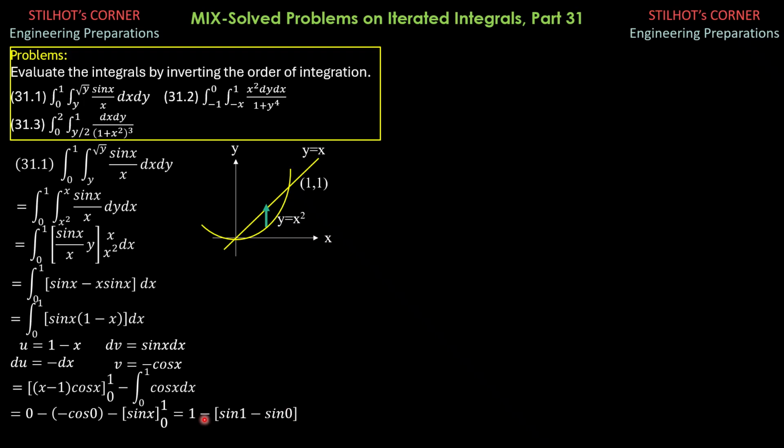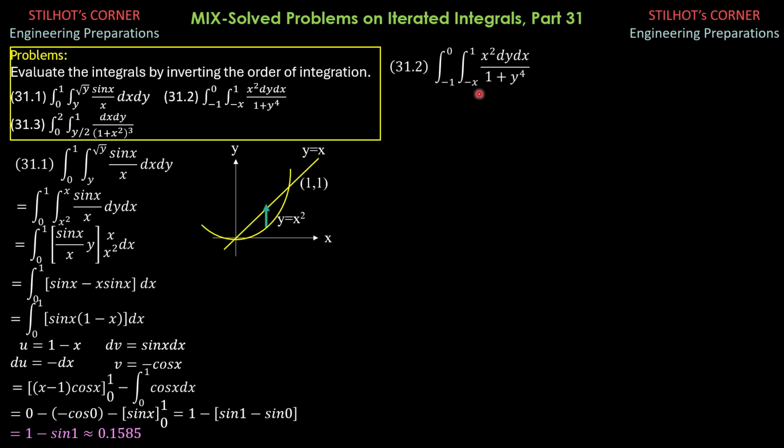So the final answer is 1 minus sine of 1, and that is approximately 0.1585. We proceed to 31.2, integral negative 1 to 0, negative x to 1 of x squared dy dx over 1 plus y to the fourth.